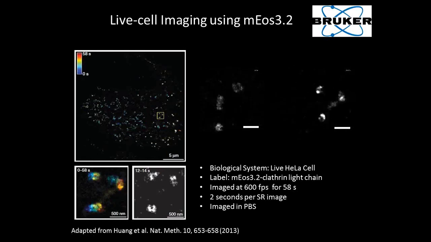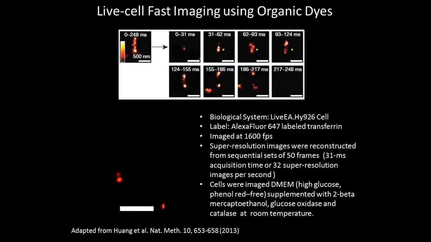Let's suppose you wanted to look at dynamics which are even faster. In that case, mEos 3.2 wouldn't give you enough photons to be able to image on the system, so you need to turn to organic dyes. In this case, it was surface labeled: this is Alexa 647 labeled transferrin. It was imaged at 1600 frames per second, and 50 frames of data, so 37 milliseconds worth of data, was acquired. That's the temporal resolution that we're getting.